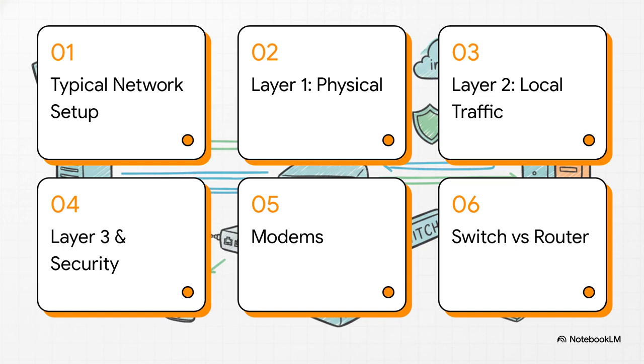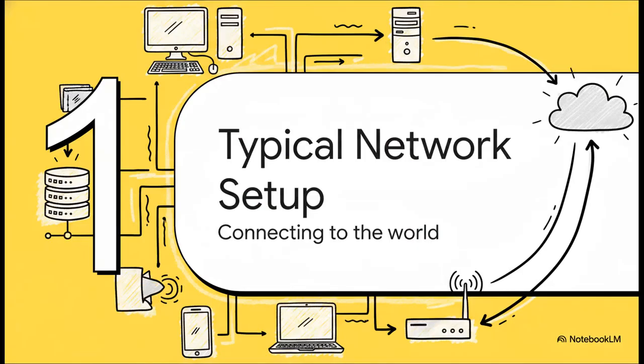All right, here is our game plan for today. We'll start with the typical network setup, dive into Layer 1's physical foundations, and then explore Layer 2's local network traffic. After that, we'll hit Layer 3 and network security, talk about modulators and demodulators, and finally, wrap things up with a head-to-head switch versus router comparison. Let's dive right in. Kicking things off with Section 1, the typical network setup.